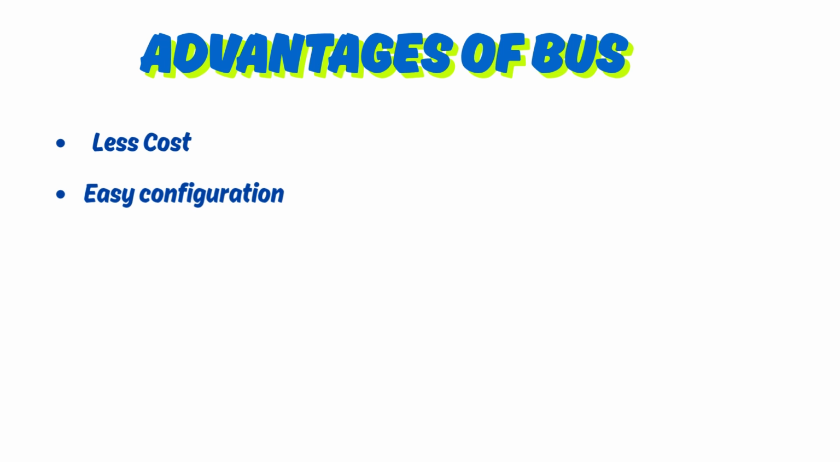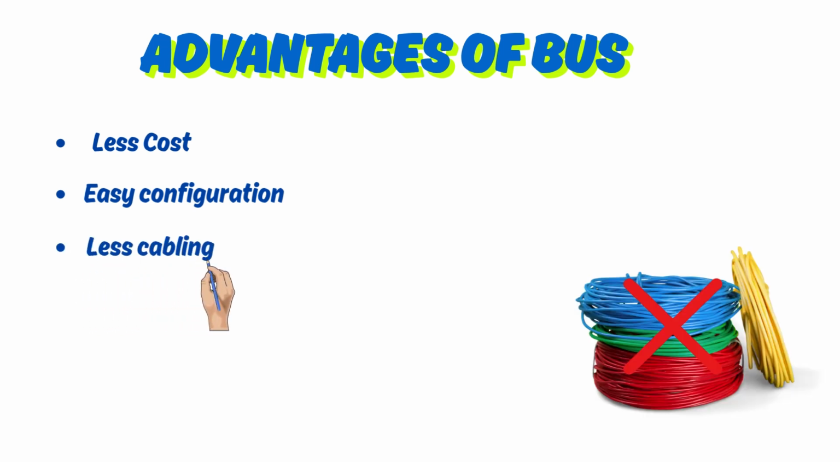The third advantage is less cabling. Unlike mesh or star topology, which require several connections for each device, bus topology uses a single backbone cable for the whole network. This implies less actual wire, which saves money, eliminates clutter, and allows for faster and cleaner installation.